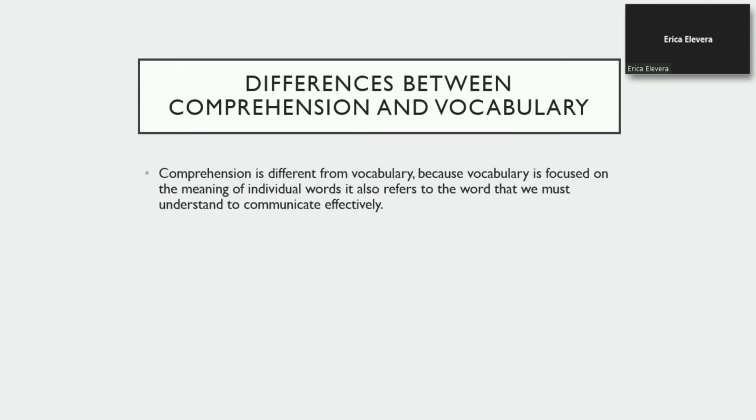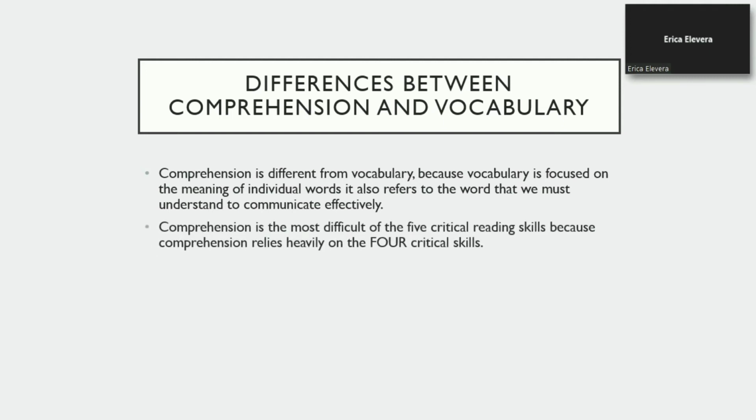So next, differences between comprehension and vocabulary. Comprehension is different from vocabulary because vocabulary is focused on the meaning of individual words. It also refers to the words that we must understand to communicate effectively. Vocabulary enhances and supports reading and increases comprehension. So, students must be explicitly taught words and vocabulary learning strategies.